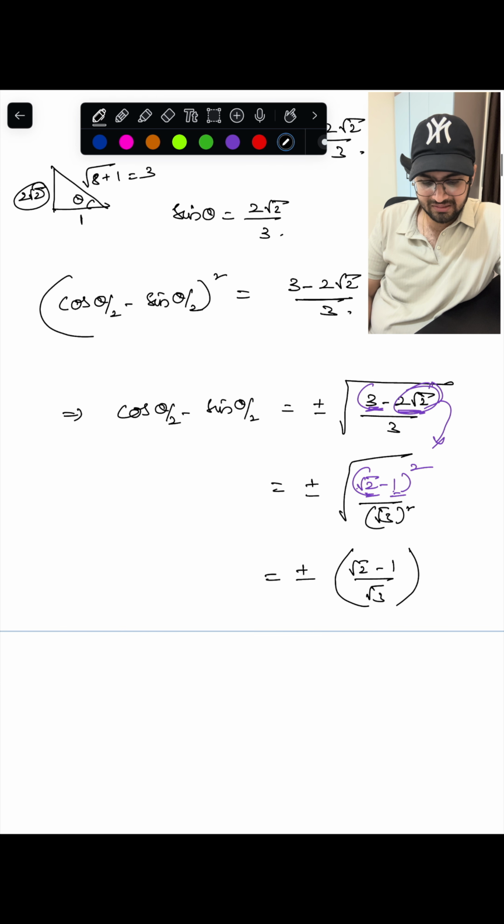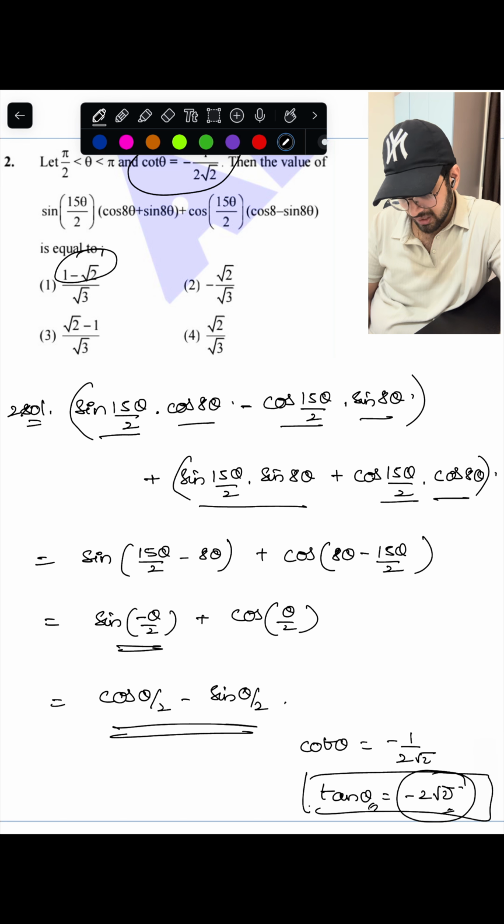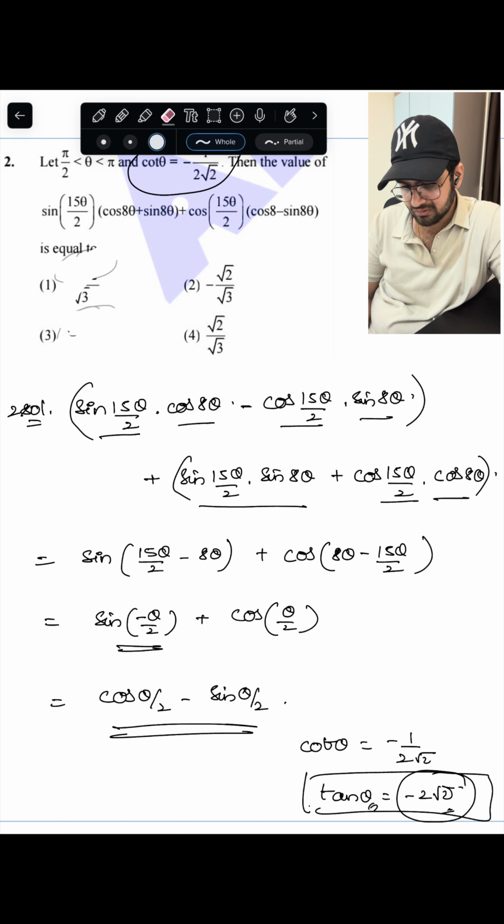Now, another task is here. We need to choose whether it is positive or negative, because I think the options have 1 minus root 2 by root 3 as well as root 2 minus 1 by root 3.